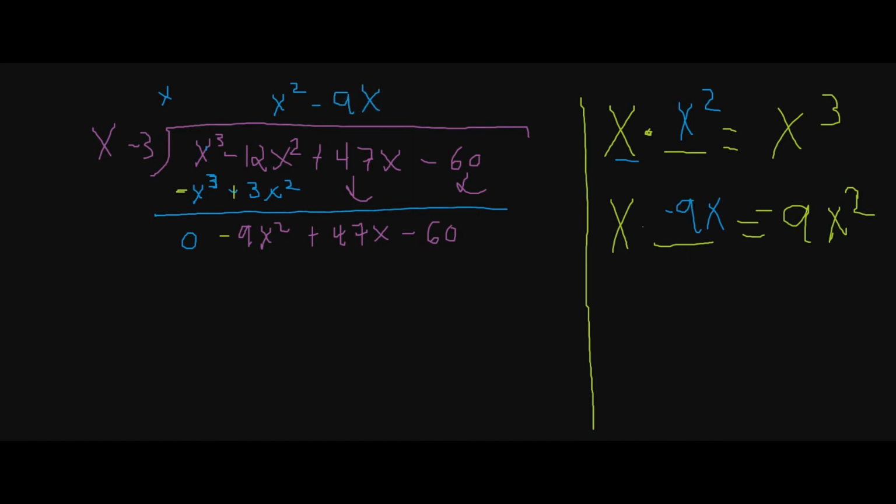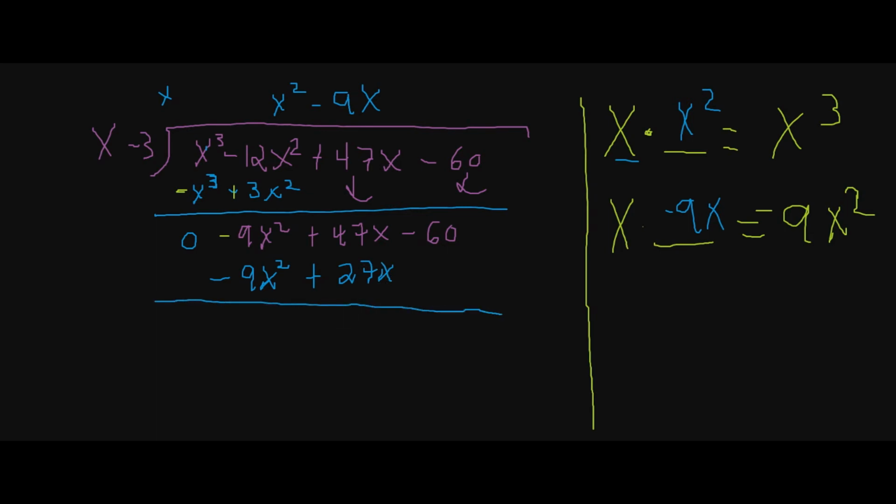Now that we have that there, we just multiply, just like we did before. What's x times negative 9x? So that's going to give me negative 9x squared. And then what's negative 3 times negative 9x? Well, that's going to give me plus 27x. And we put our little division sign down below.